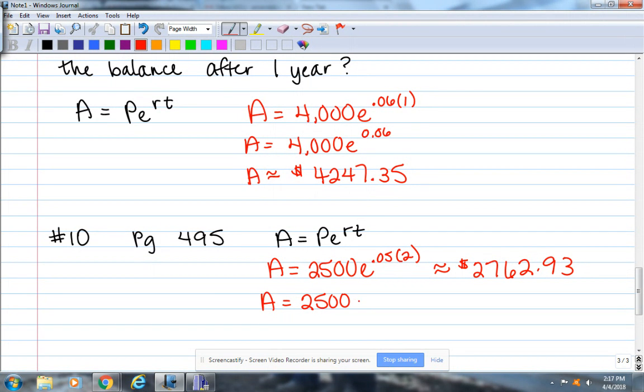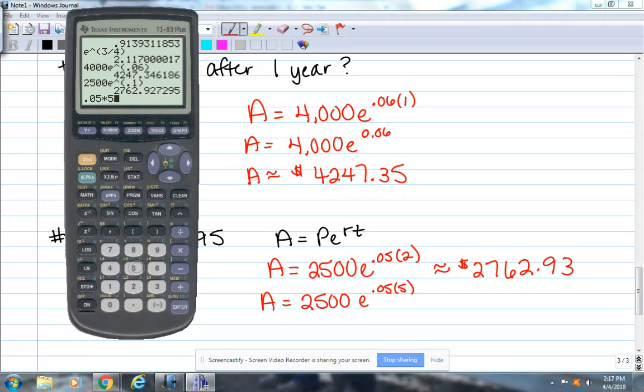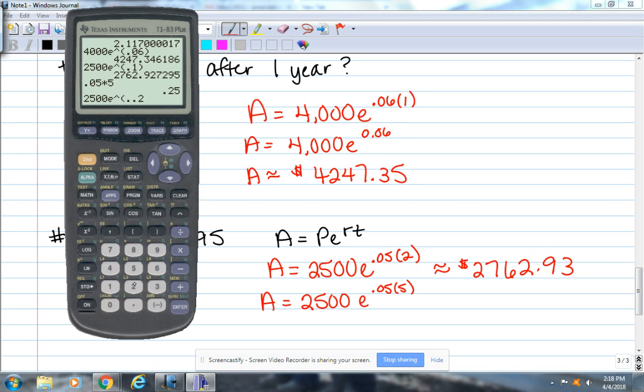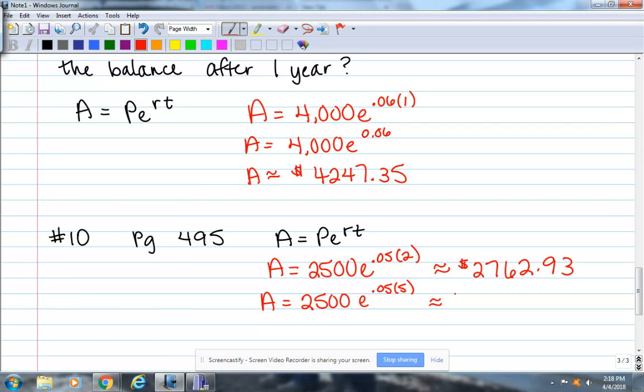So then we're going to try it again for after, what did it say? 5 years? So first, y'all, we're going to do 0.05 times 5. 0.25. So we're going to say 2,500 times E raised to the 0.25 power. You get $3,210.06. Did y'all get that? And make sure when you're writing about money, you put your little dollar signs and your decimals. That's important. $710.06 we gained. Good job.